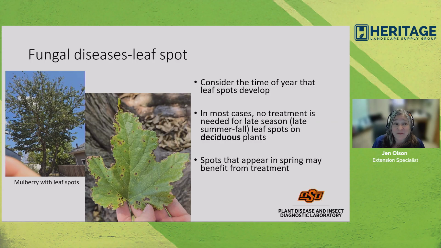I get a lot of images sent in: can you look at this mulberry and tell me what's wrong with it? I always encourage people, when they're thinking about leaf spots, to consider the time of year that you're seeing the leaf spot. If it's in the fall, especially on a deciduous plant like this mulberry, we probably don't need chemical control. But if we're seeing this in the spring on young leaves, chemical control may be necessary. So time of year is important.